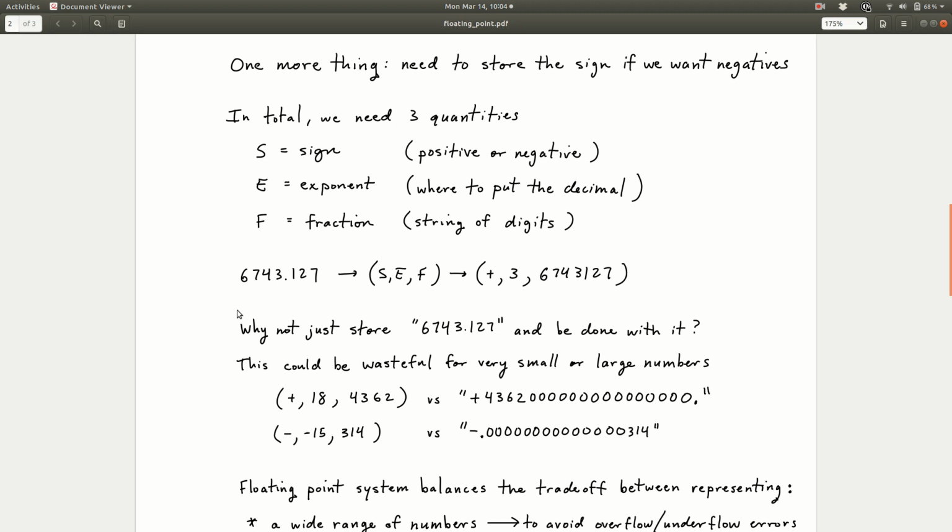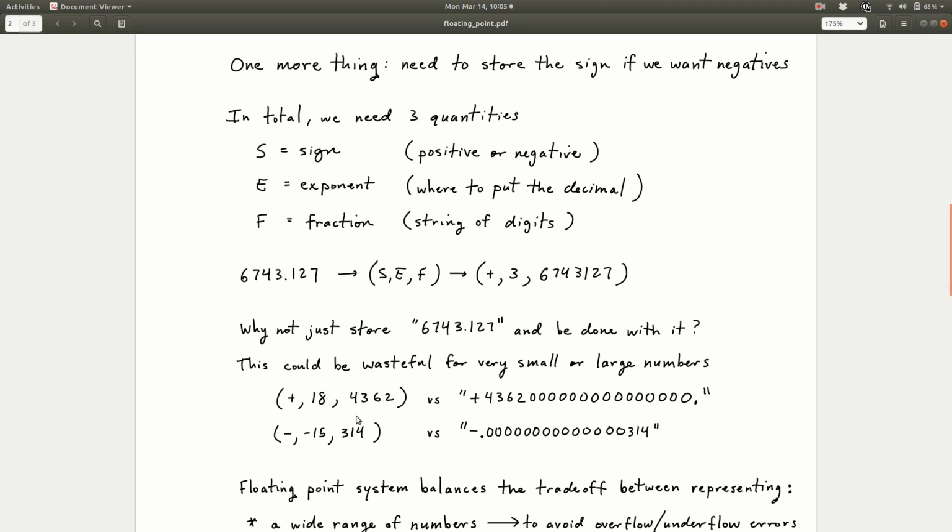So you're probably wondering at this point, well, why wouldn't we just store this string of digits? This is just way too complicated, going to the scientific notation. Let's just store this thing. We have to store 8 things. That's fine. Let's just do it and be done with it. The issue is that this could be wasteful if you want to store very small or very large numbers.